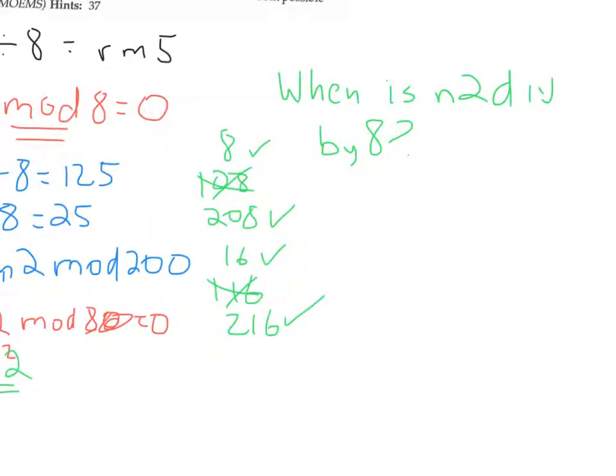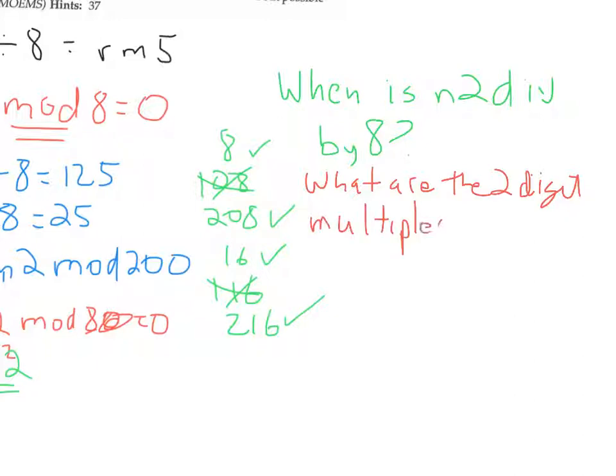So another way to think about this is, what are the 2-digit multiples of 8? And those are 32 and 72, the 2-digit multiples of 8 that end in a 2. And so those are our two possibilities, 3 and 7. Okay, so 3 and 7.